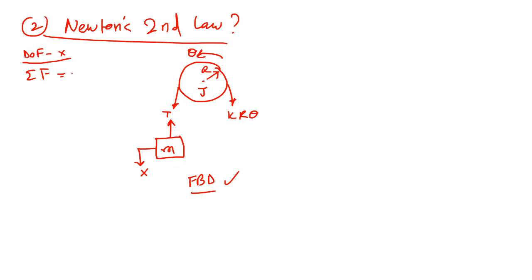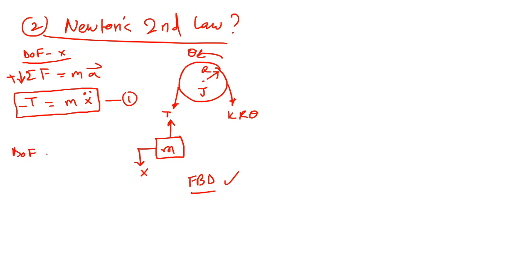So we will start first with degree of freedom x. Summation of forces equals the mass times the acceleration. Where is the positive direction of force? Downward. So we have only one tension, one force up, equal to mass times acceleration, x double dot. I'm going to call this equation number 1, the equation of motion number 1. Let's keep this in our mind. This is the only force.